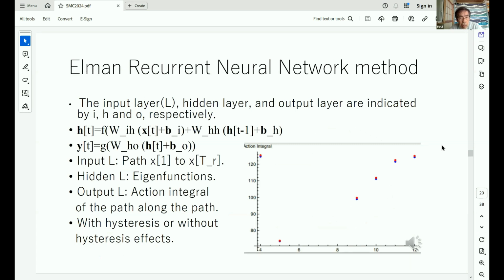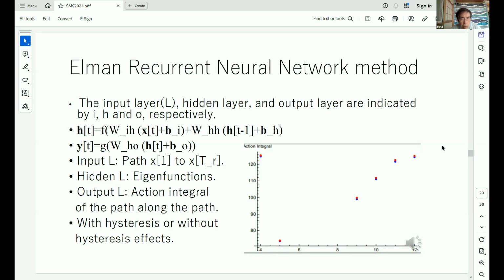And this is the result of the Elman Recurrent Neural Network method. The input layer, hidden layer, and output layer are indicated by I, E, L. And this is a state vector, H_t, that is a nonlinear function of W times X plus bias, and H state vector plus bias times matrix WHH. And F is the sigmoid function. And Y_t is the output vector. This is also our sigmoid function given by this one.